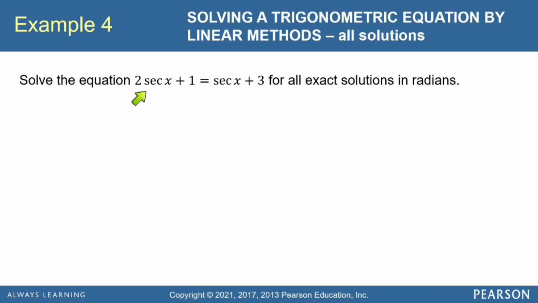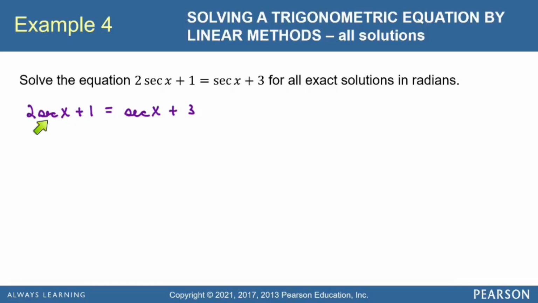It says solve the equation 2 secant x plus 1 equals secant x plus 3 for all exact solutions in radians. So notice this time it doesn't say give the solutions between 0 and 2 pi. It says give all exact solutions. So we do still have to start by finding the principal solutions, but it's not enough to just list the principal solutions. Now we need to provide a little expression that can be used to calculate all of the exact solutions. So let's start by writing down our equation, and of course, we want to isolate the secant of x.